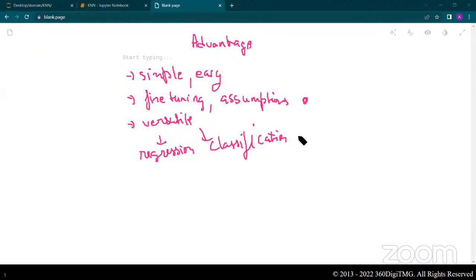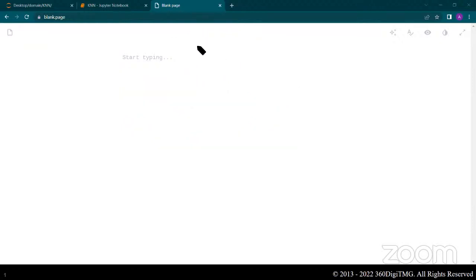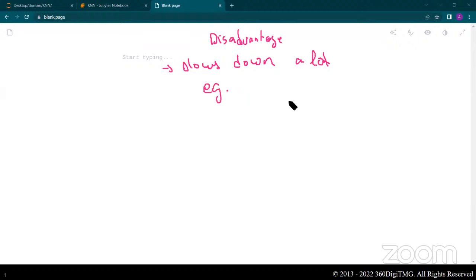Now, similarly, you have disadvantages. So what is the disadvantage? It slows down a lot when the number of examples, your data set size, increases, and the number of predictors, the number of variables, increase. So again, you end up with the same situation. You need more data, but if you have too much data, then your model is not going to work.